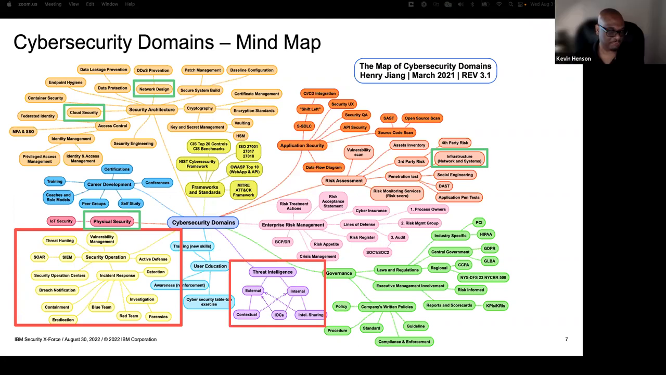Yeah, mind maps. That's mind maps for lots of things. If you do the search, you can find a mind map for lots of different fields and terminology. There's a reverse engineering mind map, and they're a very good learning tool.